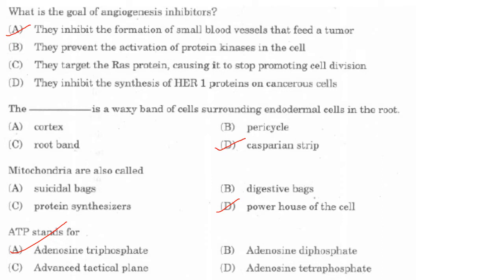Mitochondria are also called powerhouse of the cell. Suicidal bags are lysosomes. Digestive bags are also lysosomes. And protein synthesizers are ribosomes. So mitochondria are called powerhouse of the cell. ATP stands for adenosine triphosphate. Answer is option A.